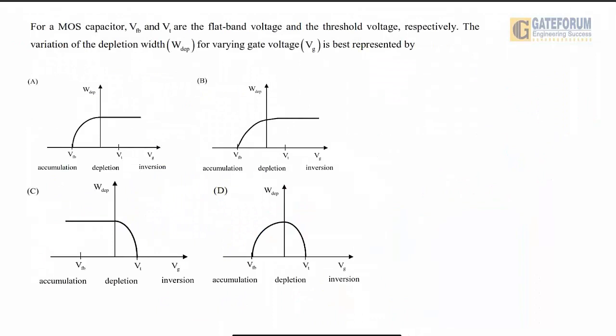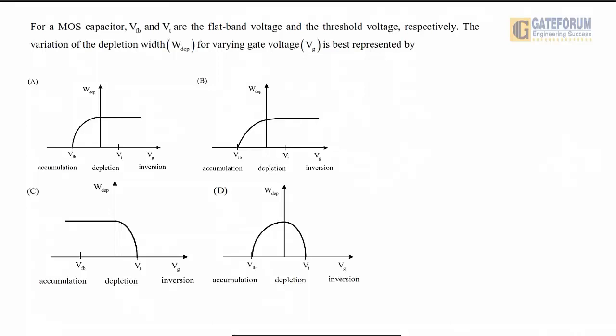So the question here is, for a MOS capacitor, VFB and VT are the flat band voltage and the threshold voltage respectively. The variation of the depletion width W depletion for varying gate voltage VG is best represented by, and the graphs are given in all these four options A, B, C, D. So this is the question they asked in GATE 2023 for the EC branch, from the topic of MOS capacitor. This is also one of the MCQ questions.